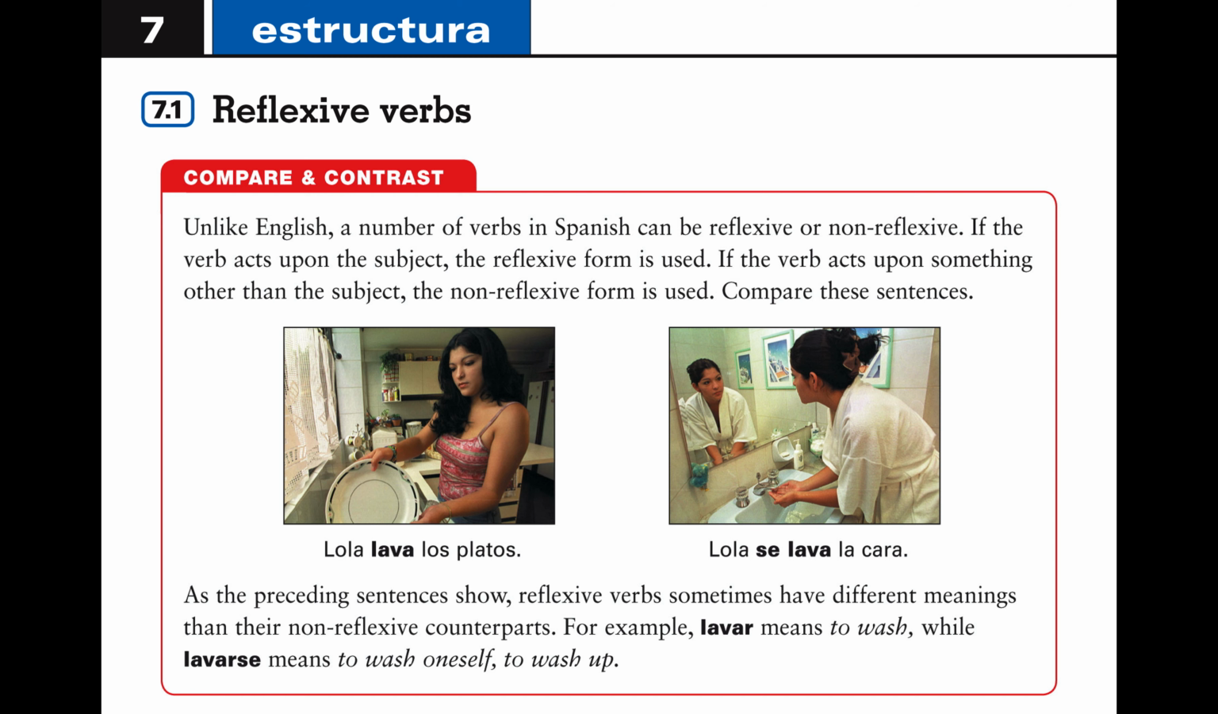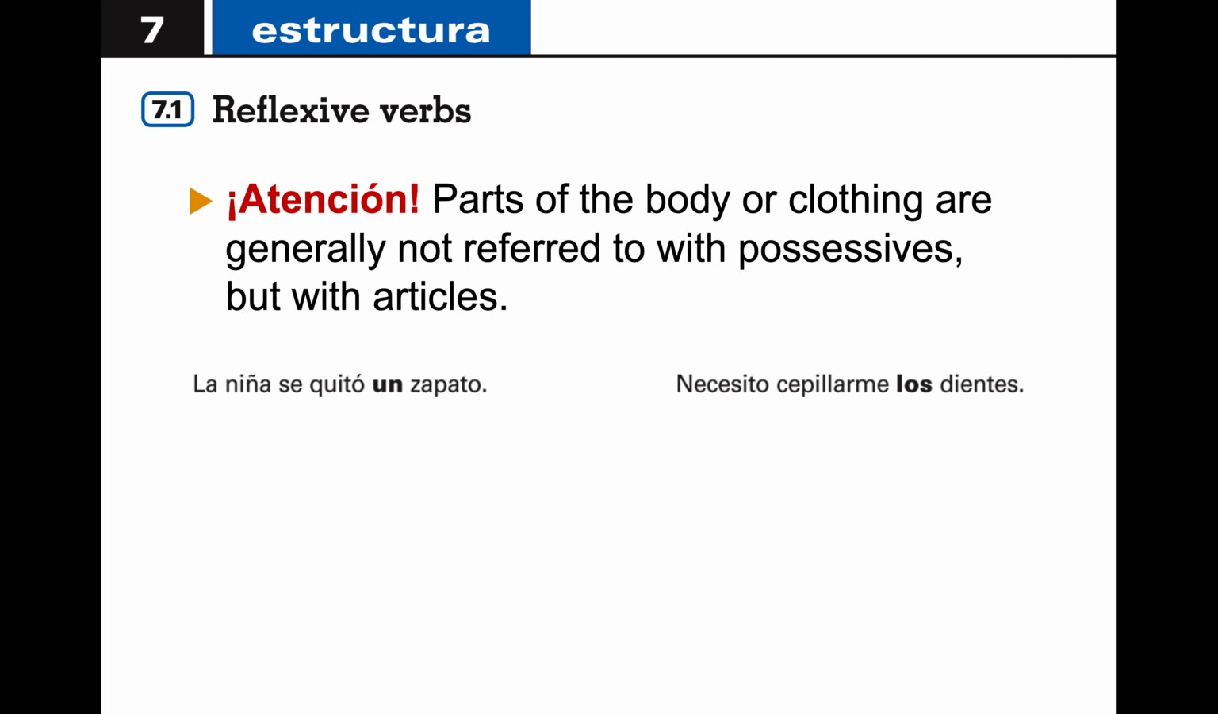As those two sentences show, reflexive verbs can sometimes have different meanings than their non-reflexive counterparts. And I don't mean completely different meanings, but for example, lavar means to wash. So it should make sense that lavarse, with that reflexive verb, is to wash yourself or oneself, and to wash up, because it's indicating that the verb is being done to the subject or the person when I look at it in that form. So it's a tiny tweak to our understanding of the verb once we look at it in the reflexive format.